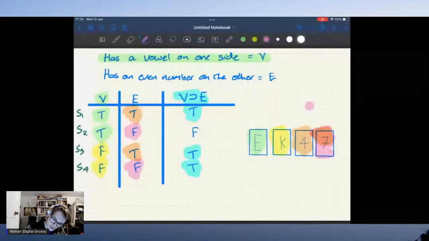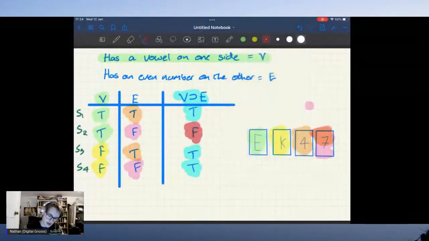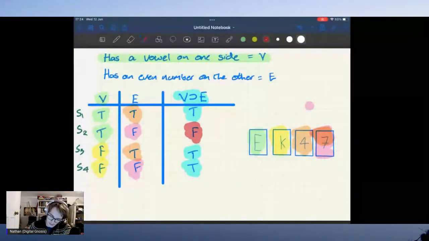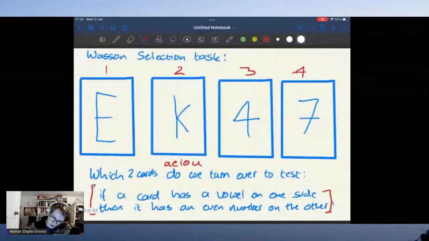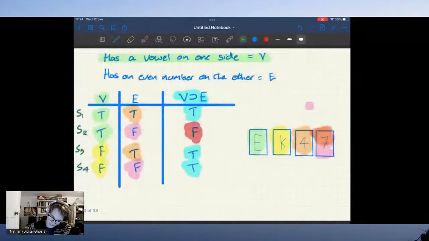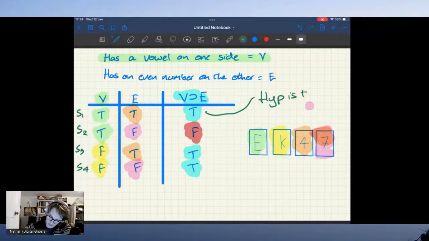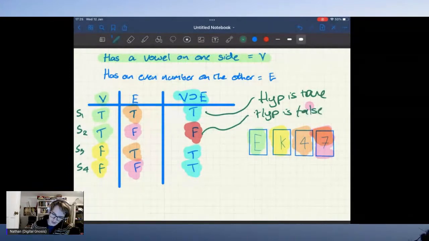And one of those models is false. In the rest of them, the hypothesis is true. Remember what the hypothesis was: if a card has a vowel on one side, then it has an even number on the other. So in these blue ones, our hypothesis is true. In this one, our hypothesis is false. So which card do we need to turn over in order to see? Well, the cards that we have are E, K, 4, and 7.